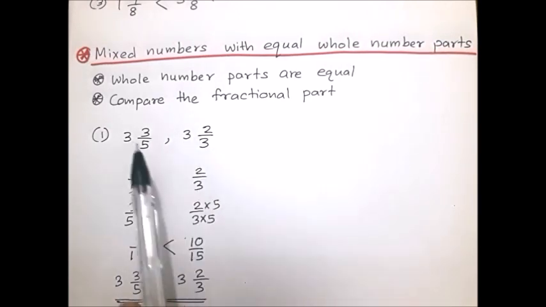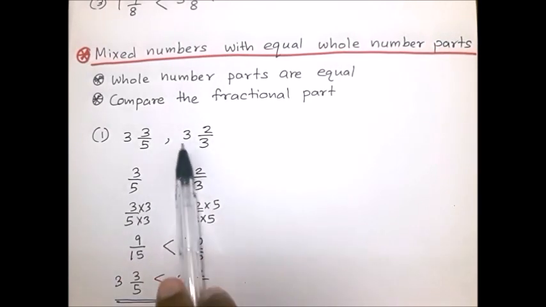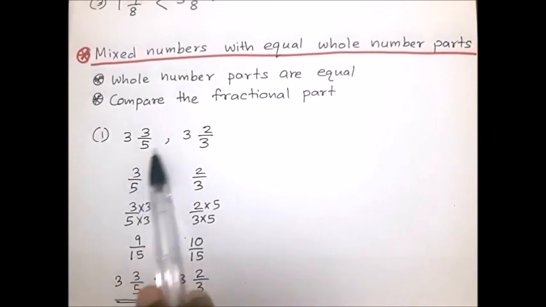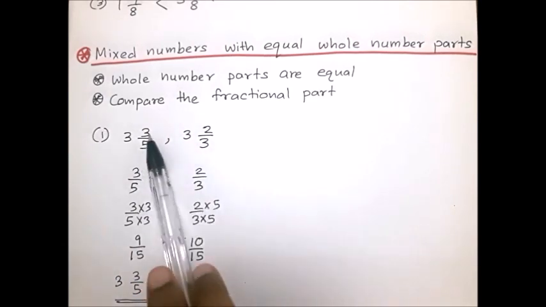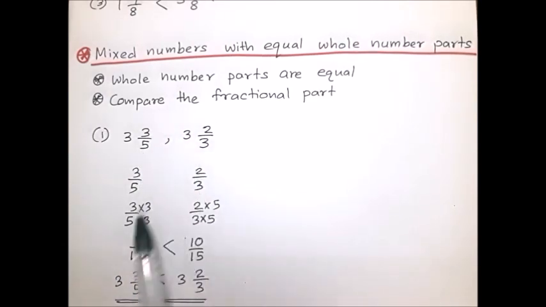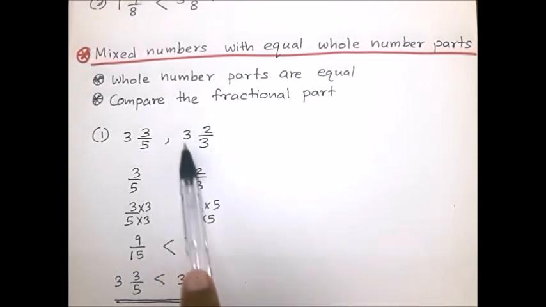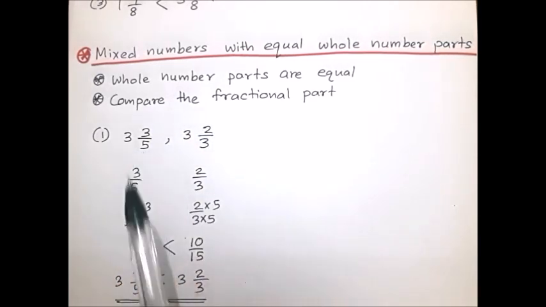Here look again. Whole numbers are equal. So you have to compare the fractional parts only. 3 over 5 and 2 over 3. Convert into an equal denominator. Then this fraction is larger than this one. So you can say this mixed number is larger than this mixed number.